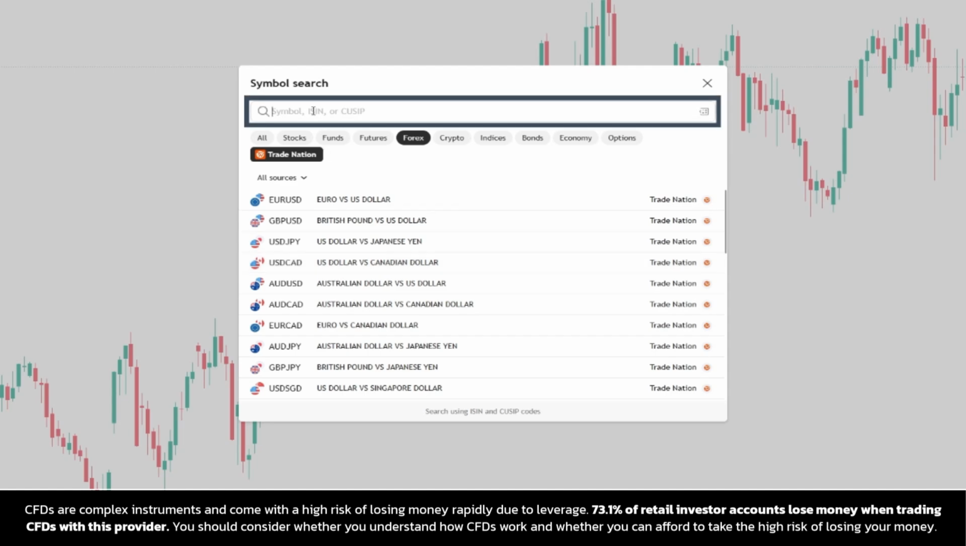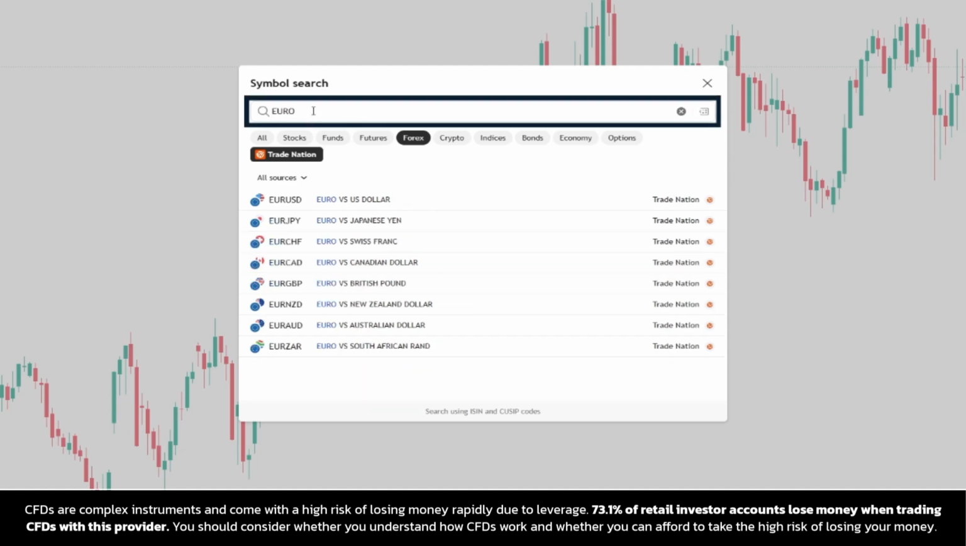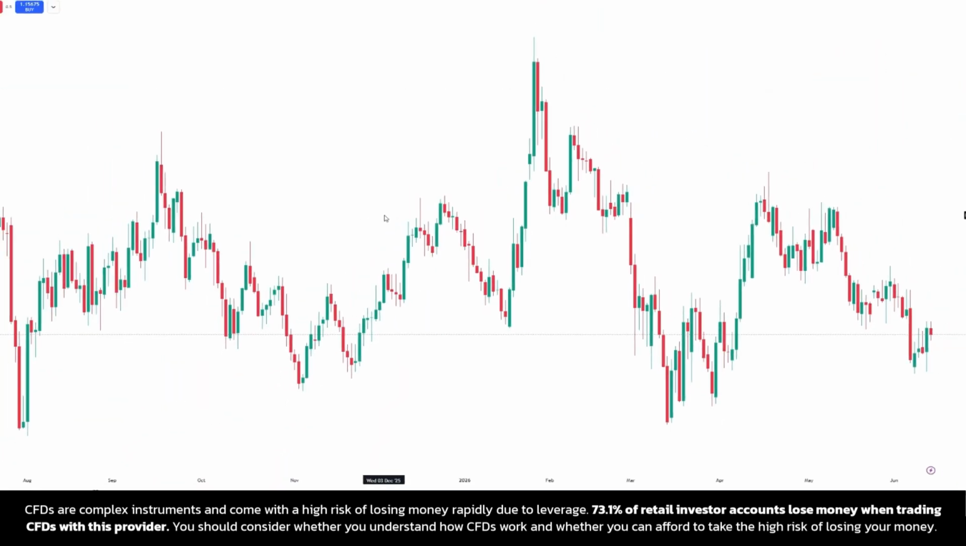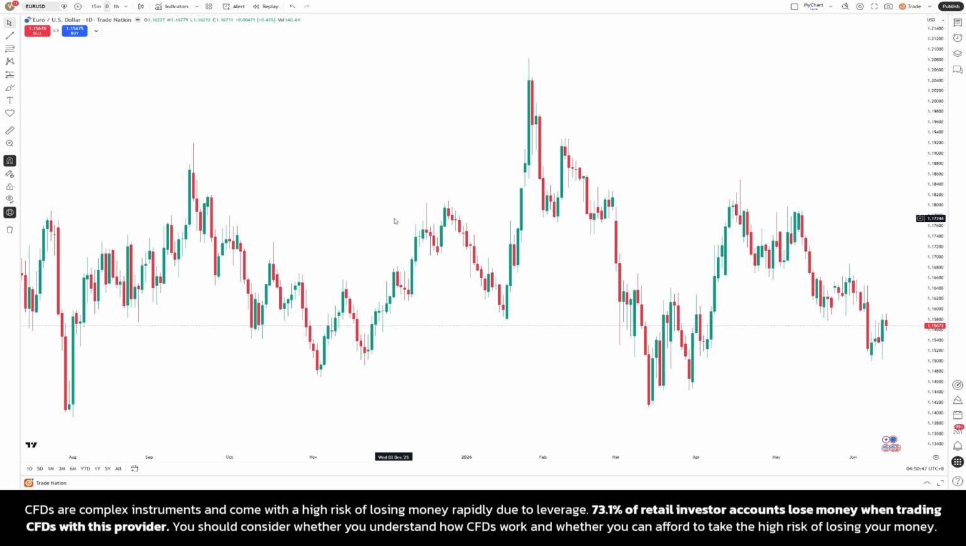After that, you can use the search bar to type the pair you want, such as Euro dollar, Pound dollar, or dollar yen, and select it directly from the filtered list. That keeps the process quick and clean, especially if you are moving between several Forex charts.